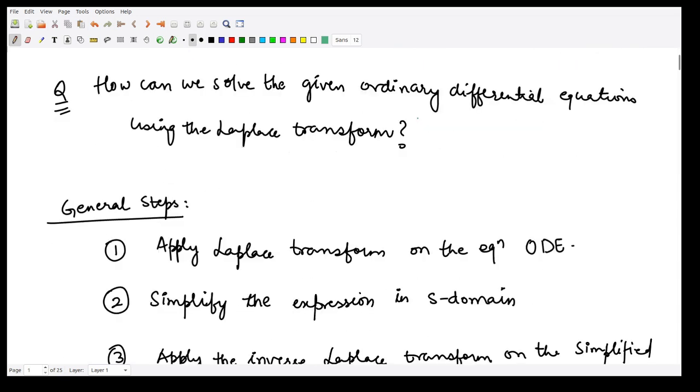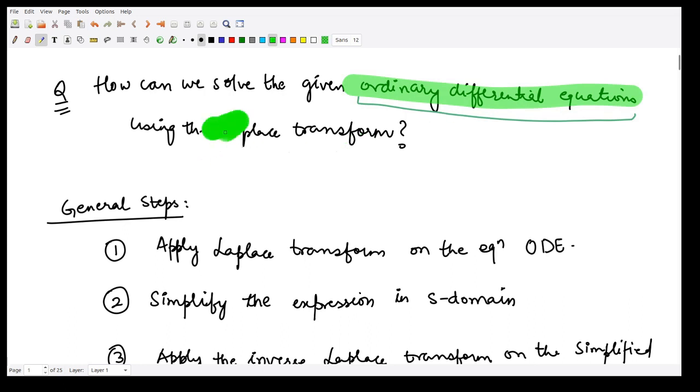how is this Laplace transform useful in order to solve ordinary differential equations? Or in other words, how can I find the solution of these ordinary differential equations using Laplace transform? So this is the main topic for this video.